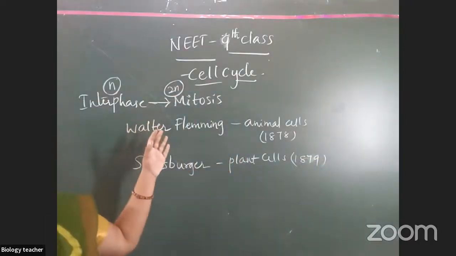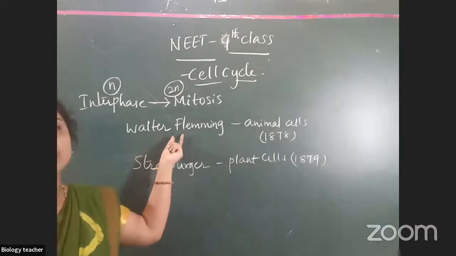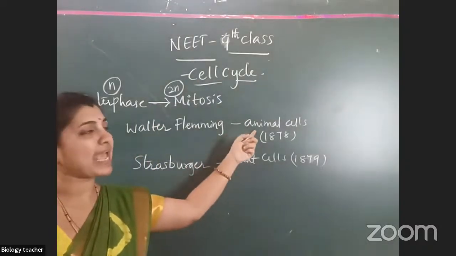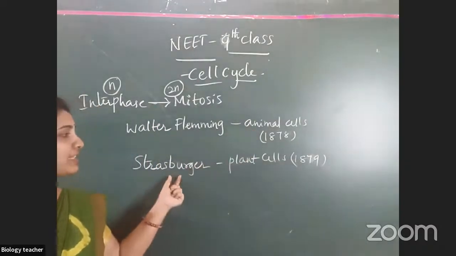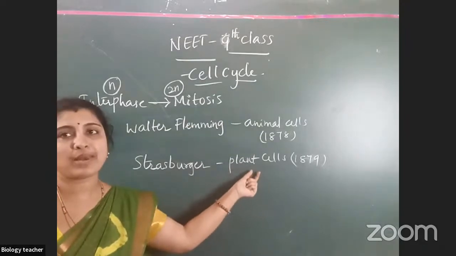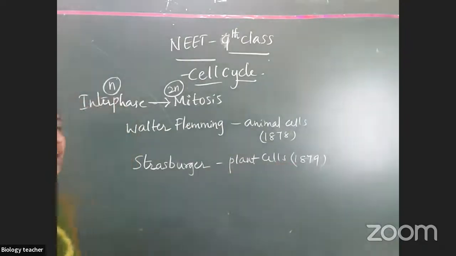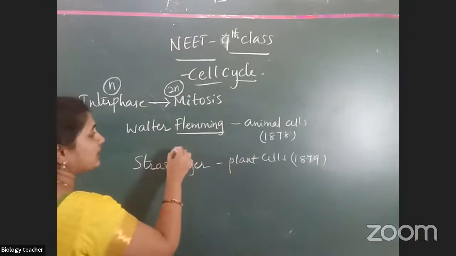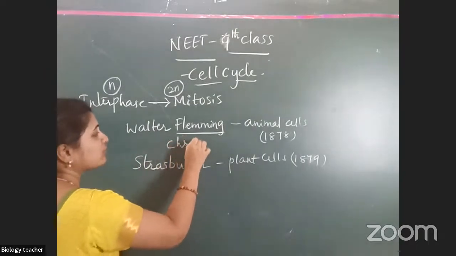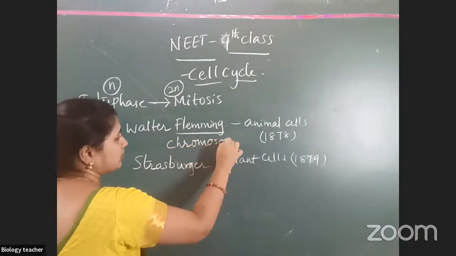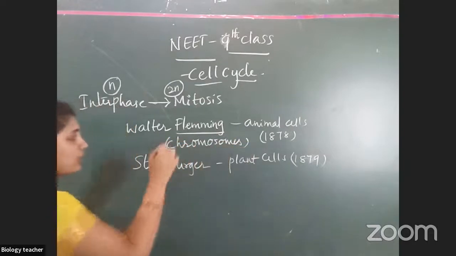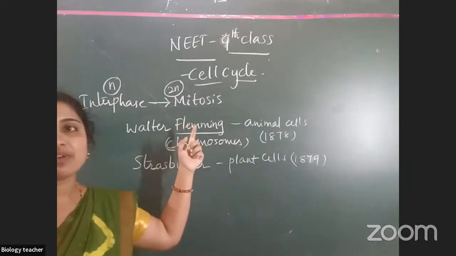So, mitosis was first discovered by the scientist Walter Fleming in animal cells, and Strasburger in plant cells, in which year? 1879. So, Fleming was the scientist. He said about chromosomes. It was not given in your manual book. So, Walter Fleming was the first.